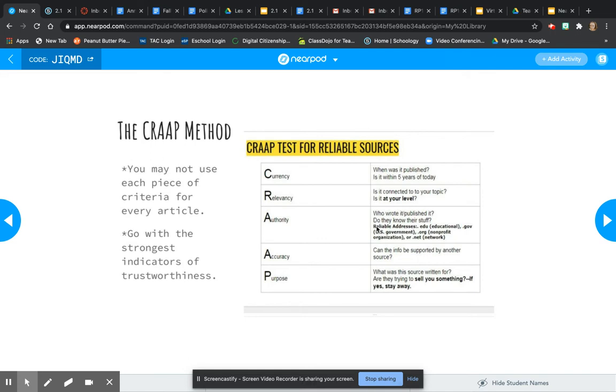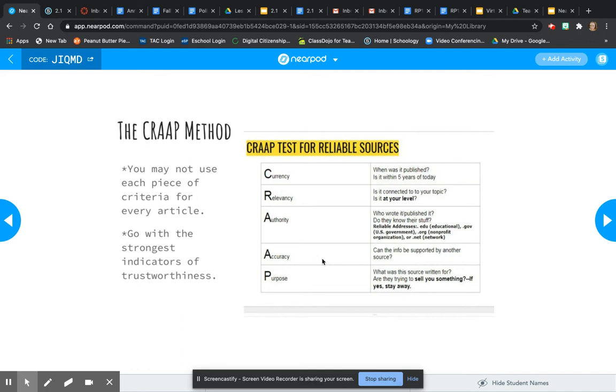So we want to look for websites that end in things like .edu, that means it's educational, .gov, which means it's government, .org, which means it's an organization, or .net, which means it is a network. We want to avoid sites like .com, because those usually aren't as strong and they might be trying to sell us something.